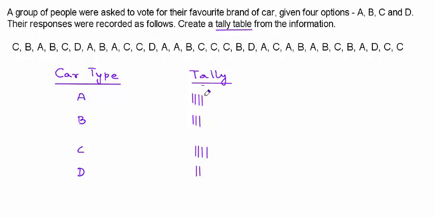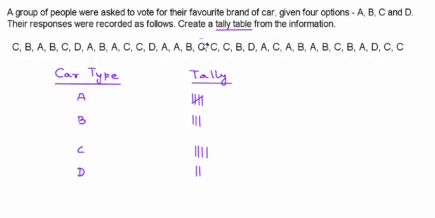And the 5th mark isn't a vertical line like this. It goes obliquely like this. So every 5th mark crosses through the previous 4 like this. And the reason why we do this is because in the end it becomes very easy to count them. You know this is a group of 5. And we are going to do the same with all the other types of car brands.